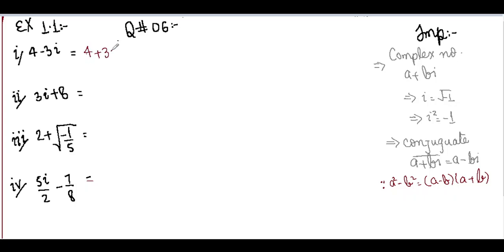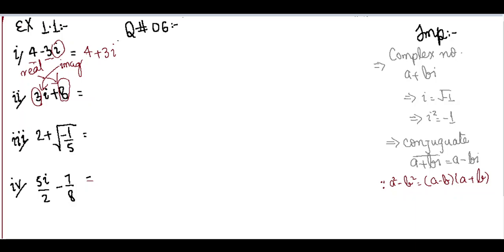4 plus 3 iota. Now here, this is the real part and this is the imaginary part. The term with iota is called imaginary part, and the other term is real one. So here, this one is imaginary because it is with iota, and this one is real. So the positions are interchanged. So we have to change the sign of the imaginary part. Here the imaginary part contains a positive sign because there is no sign, so it means that it has positive sign, and the real part is unchanged. Neither its sign changes nor itself.